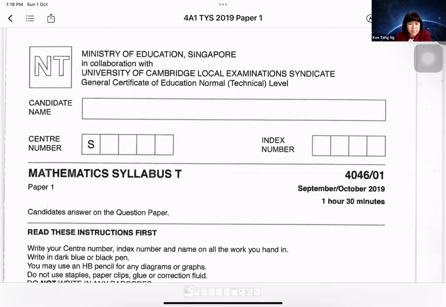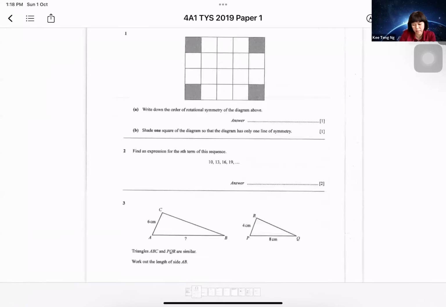Through Mathematics Syllabus T 2019 Paper 1. Right? Please begin. Let us begin.